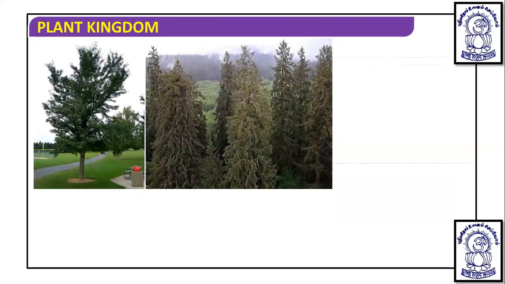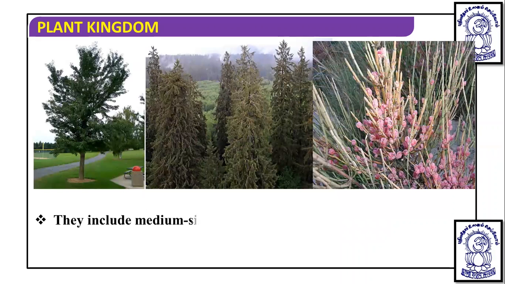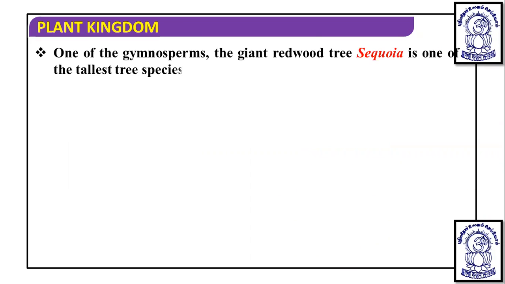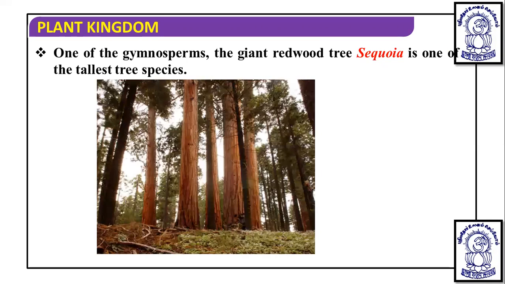See, these are some of the gymnospermic plants which you can see. If we talk about gymnosperms mainly, they include medium-sized trees or tall trees and shrubs. Herbs are usually not found in gymnosperms. One gymnosperm is very large, known as the giant redwood tree. That is sequoia, one of the tallest tree species known.